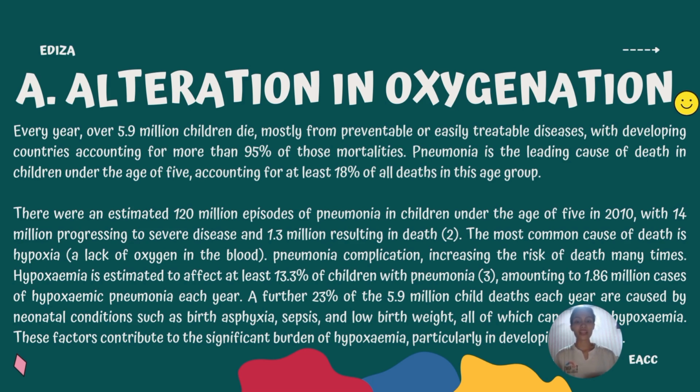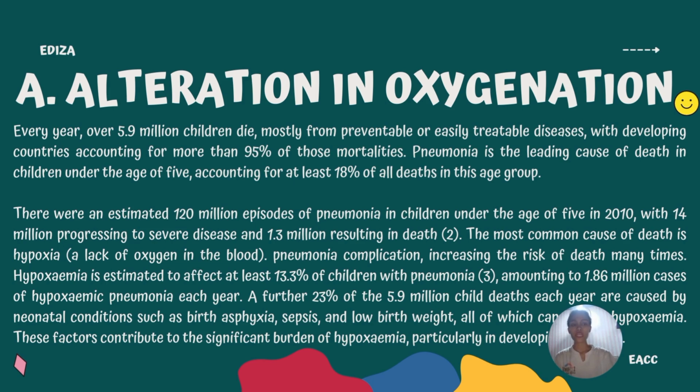Some facts lang po. In every year po, we have over 5.9 million ang mga batang namamatay sa mga kasong ito po. Ito po yung mga kasong madaling i-treat at pwede po siyang gamutin. Pero po ang 95% of those are mortalities. Pneumonia, ito yung isa sa pinaka sanhi ng pagkamatay ng mga bata under the age of 5. At least 18% din po ng mga bata ay nandoon sa age group po. Tapos po, estimated na 120 million episodes of pneumonia in children under the age of 5 in 2010, with 14 million progressing to severe disease and 1.3 million resulting in death.